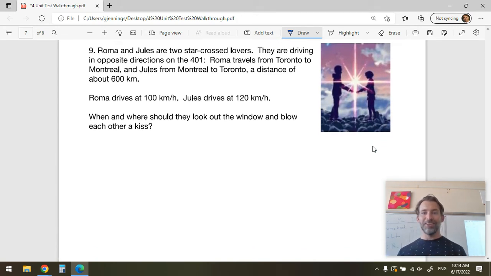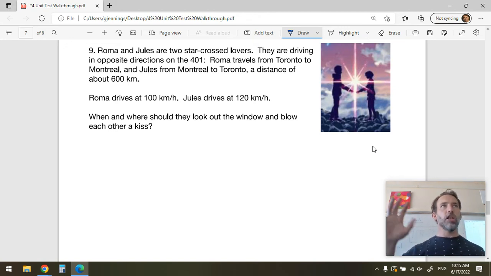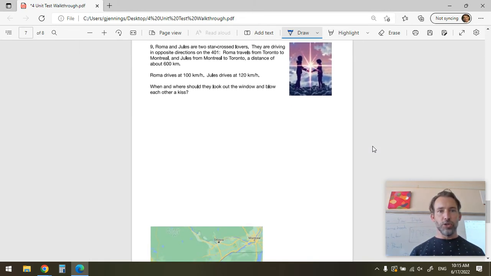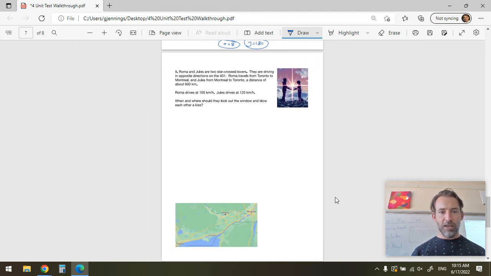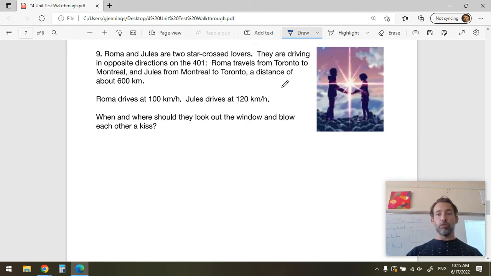This question was hard. This question I was looking for, can you extend your learning to take on a question that might algebraically be a little bit beyond you, but logically should be available to you? When will Roma and Jules be at the same place? And I gave you a hint down here, which was this map. They want to know when they will cross each other on the 401, but one is driving a little faster than the other. Just a little bit faster, you see?